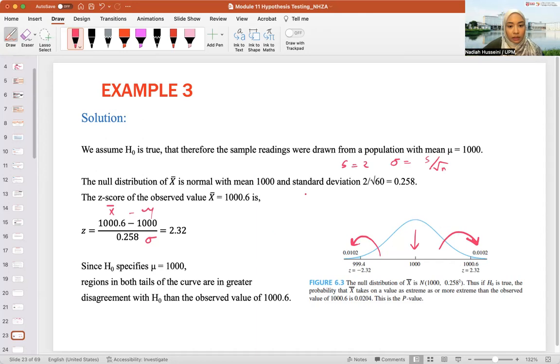So again, if we have this, we are looking in two sides. If we're talking about this one or this one, we're looking at one side of the p-value. I'm going to summarize on this in a bit, but let's look at this one first. So regions in both tails of the curve are in greater disagreement than the observed value of 1,000.6. So let's look at this diagram.